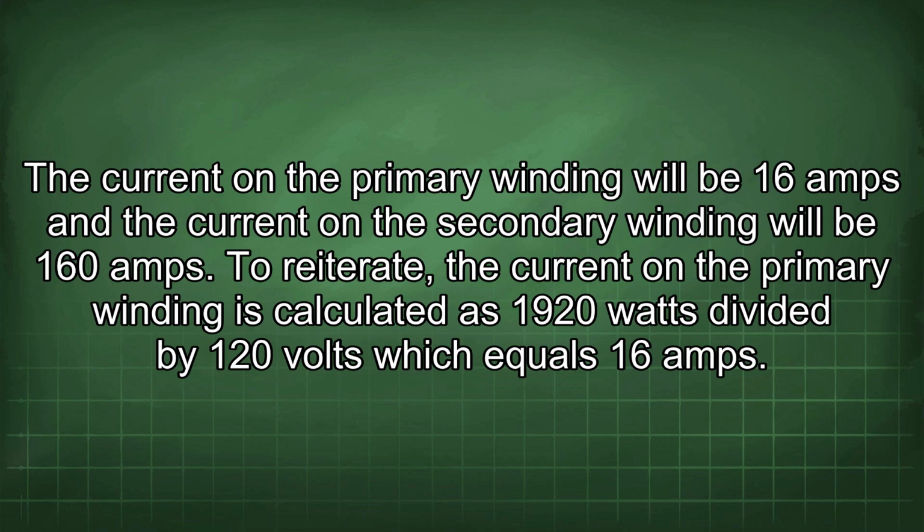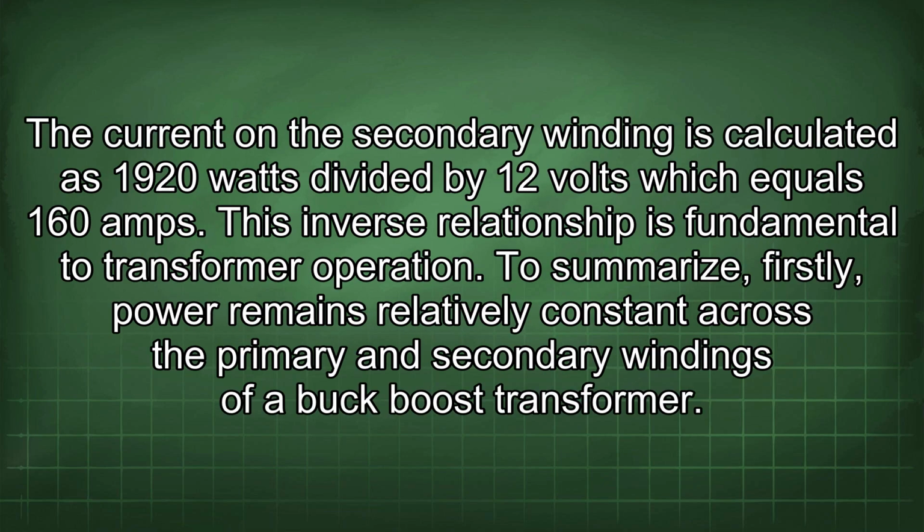To reiterate, the current on the primary winding is calculated as 1920 watts divided by 120 volts, which equals 16 amps. The current on the secondary winding is calculated as 1920 watts divided by 12 volts, which equals 160 amps. This inverse relationship is fundamental to transformer operation.